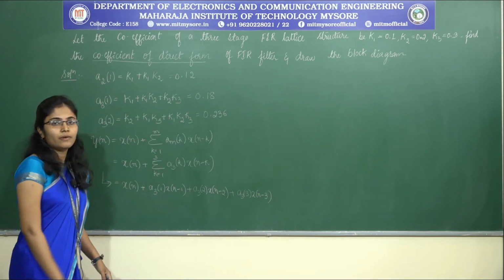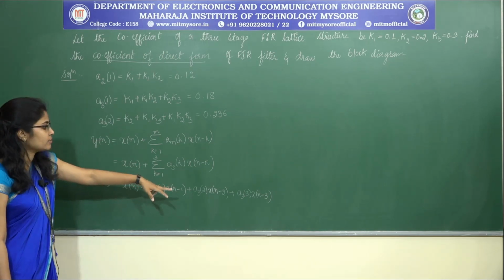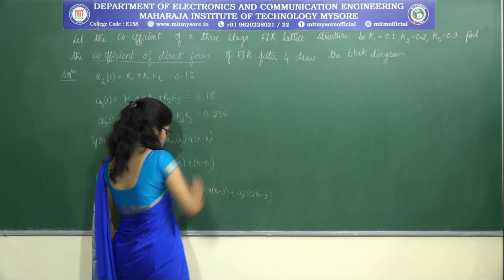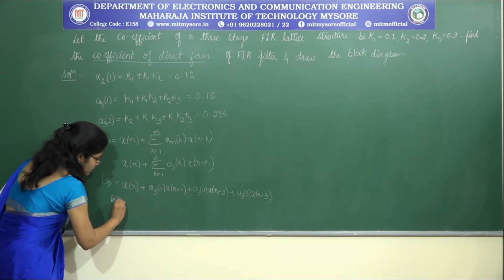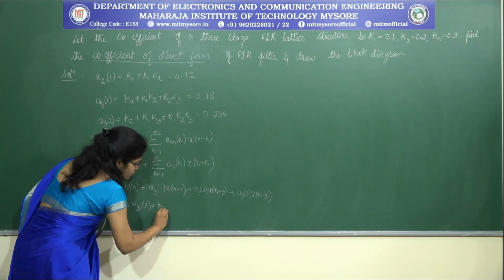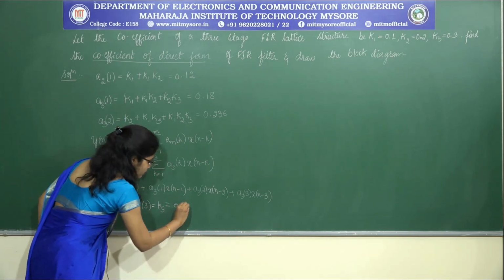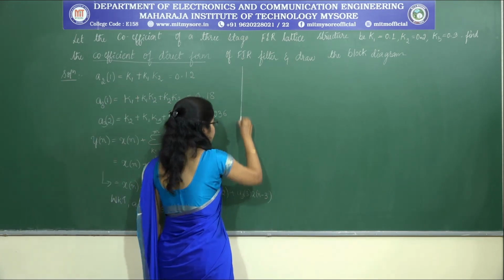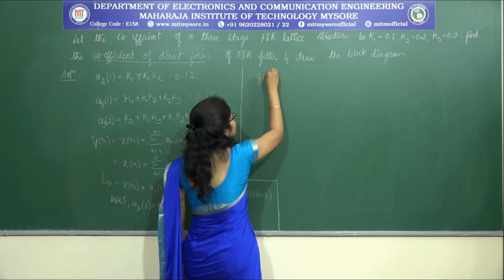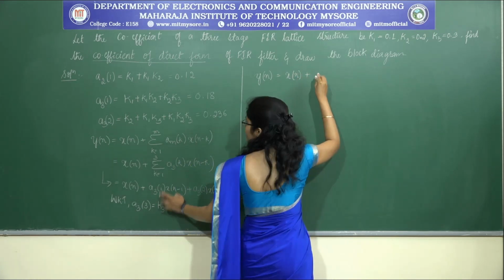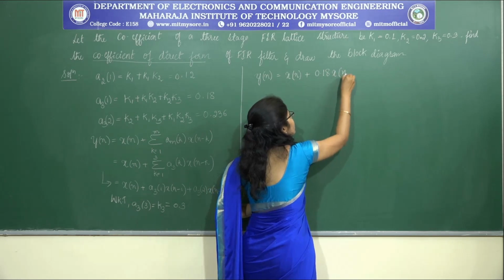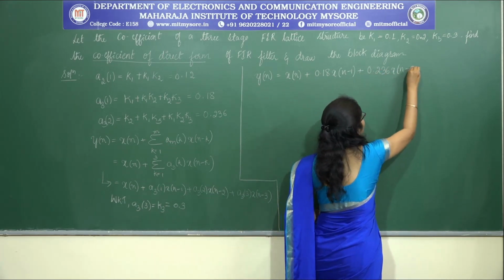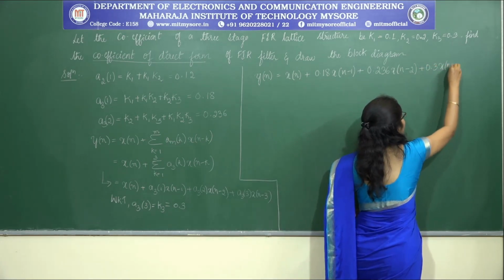Okay. Now, I know the values for a3 of 1, which we have calculated, and a3 of 2, which is also calculated. And what is a3 of 3? We know that a3 of 3 is nothing but k3, yes or no? What is the value of k3? k3 is 0.3. Now, let us substitute a3 of 1, a3 of 2, a3 of 3 in this equation. So y of n will be x of n plus a3 of 1, which is 0.18, into x of n minus 1, plus a3 of 2, which is 0.236, into x of n minus 2, plus 0.3 into x of n minus 3.